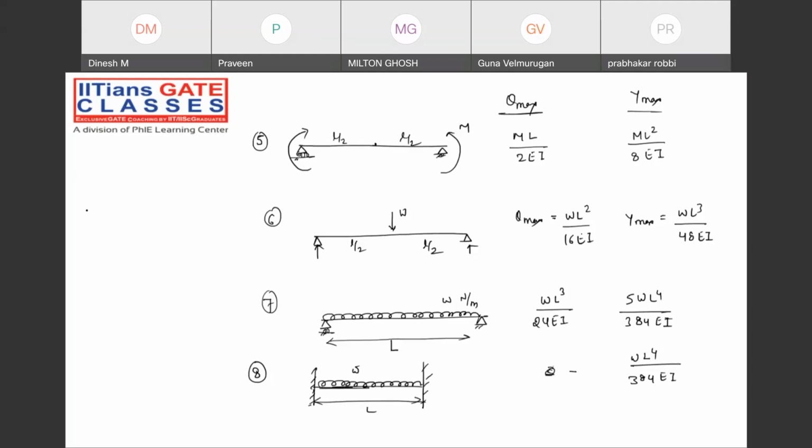One more formula, note down. A beam with both ends fixed and subjected to the point load. Y maximum will be WL cube divided by 192 EI. Very important. Very, very important.